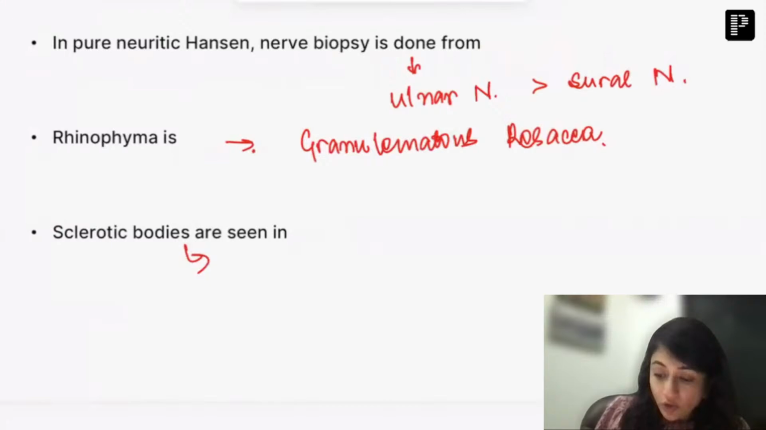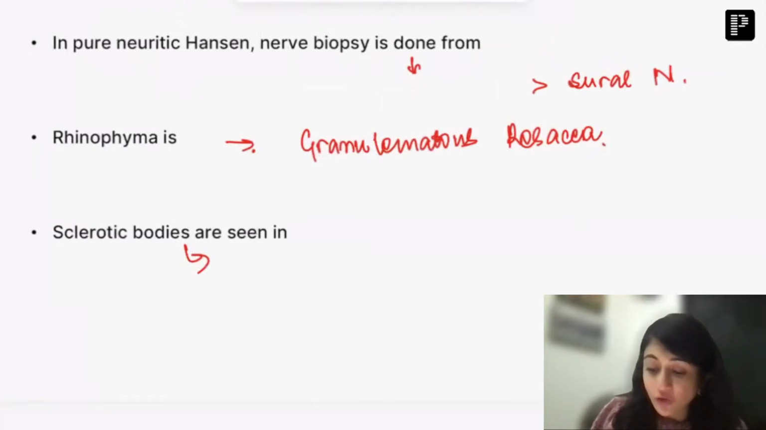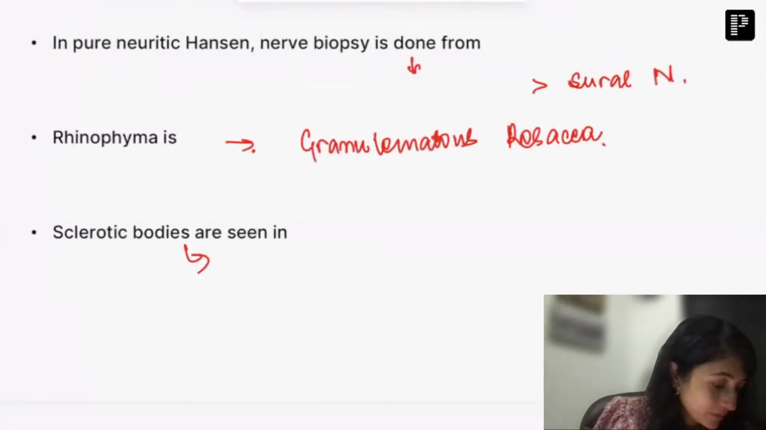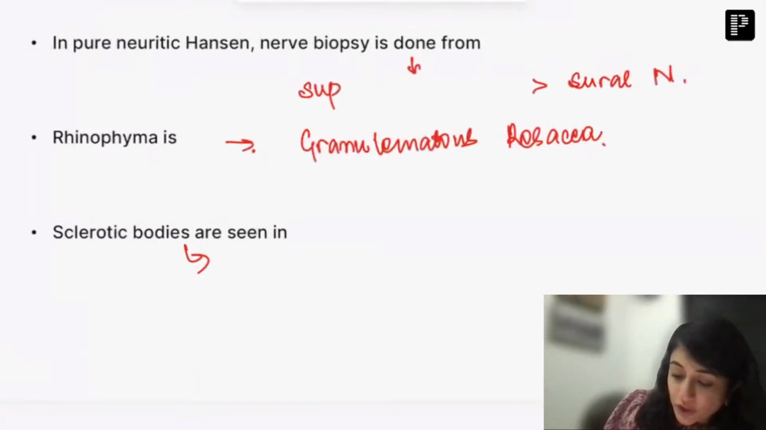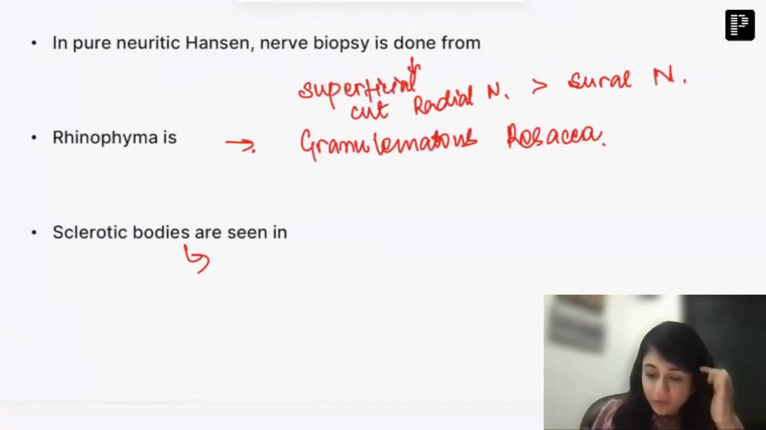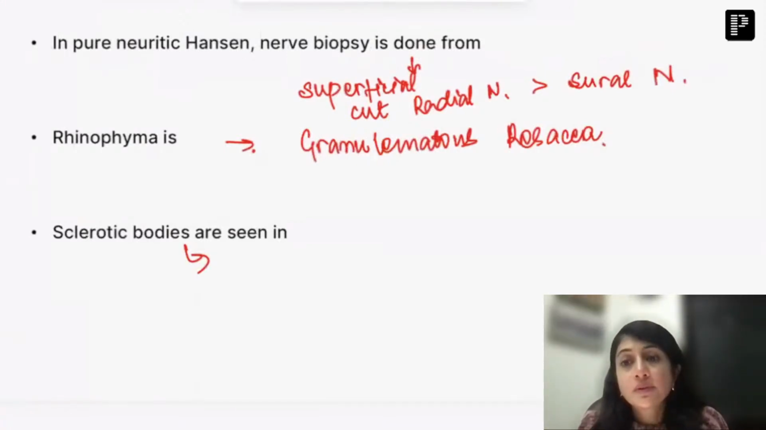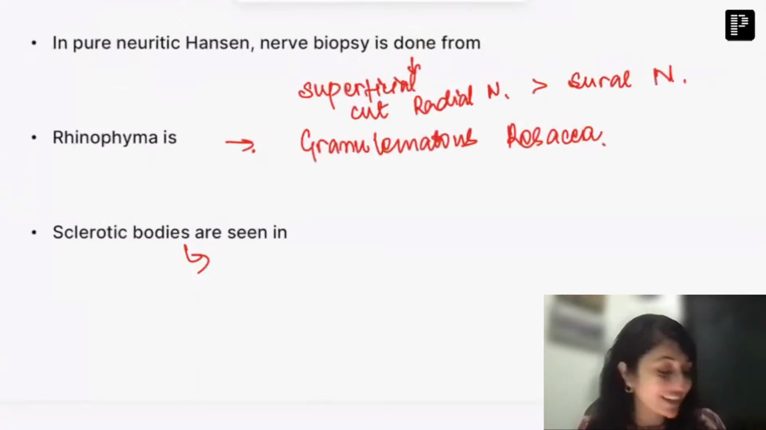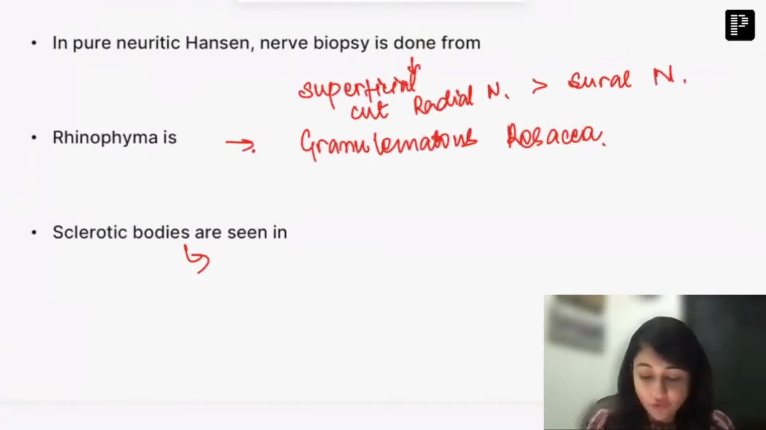Yes. Sclerotic bodies. Oh, I'm so sorry. I said ulnar nerve. You never do a biopsy from ulnar nerve. So you do it from the superficial cutaneous branch of radial nerve. Okay? Or radial cutaneous nerve. I'm so sorry. I think I'm also getting tense. So don't worry, you've learned by heart and you do very well.